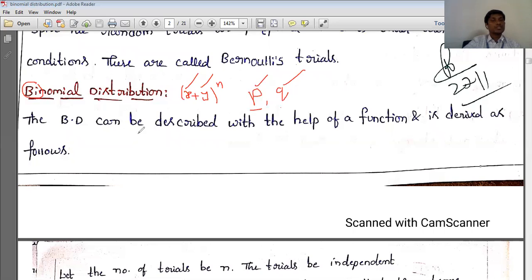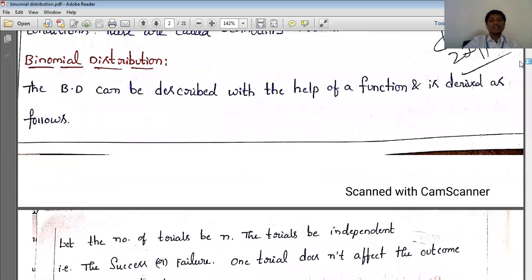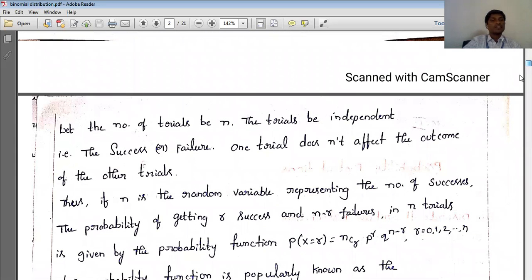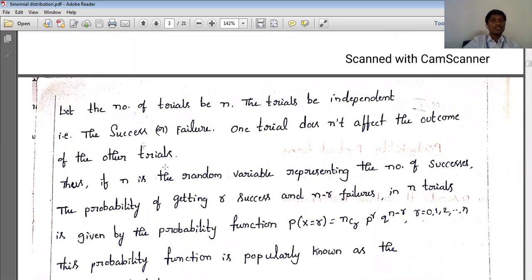So the binomial distribution can be described with the help of a function and is derived as follows. Let the number of trials be n. The trials are independent, that is, success or failure in one trial does not affect the outcome of the other trial. Is there any difference from trial to trial? First trial, second trial, obviously there is no comparison.